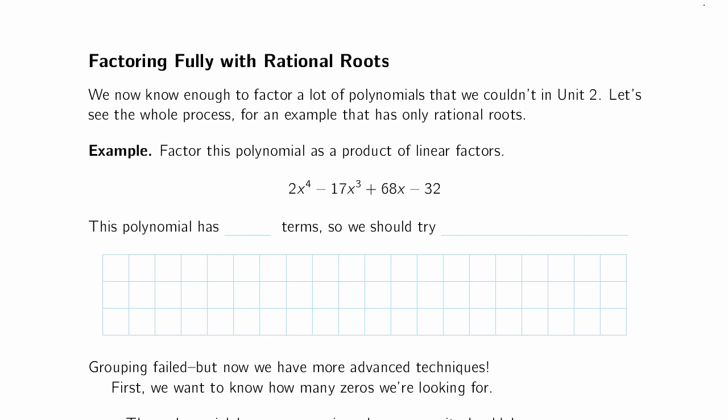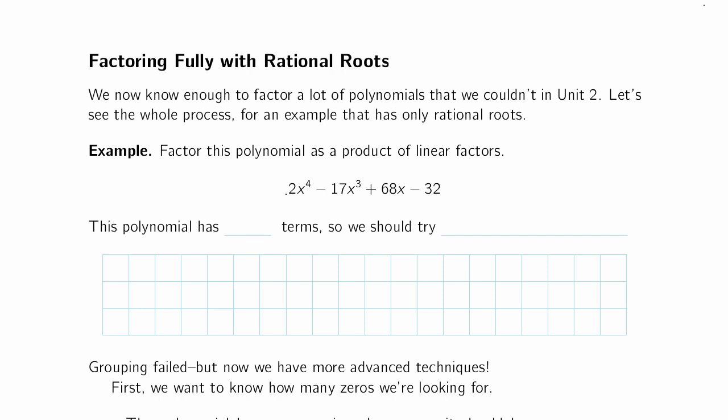We now know enough to fully factor some of those polynomials that we couldn't back when we were doing our basic polynomial work. And that's pretty cool. Let's go through the whole process. In this example, I will tell you that we can fully factor this one using only rational roots. We can get this one as a product of linear factors using only rational roots.